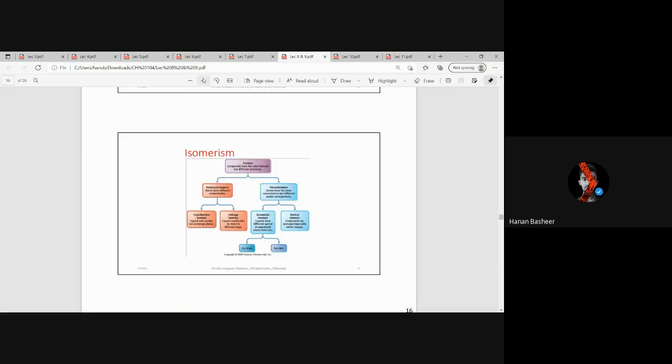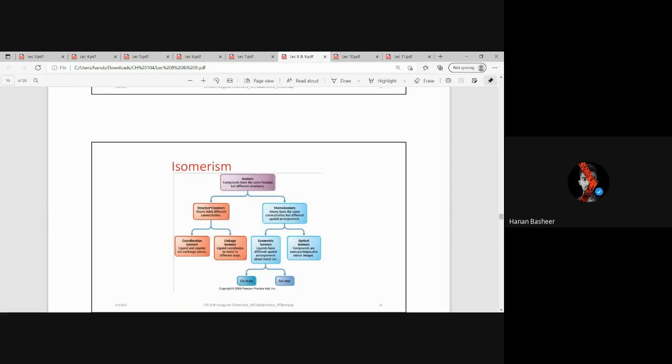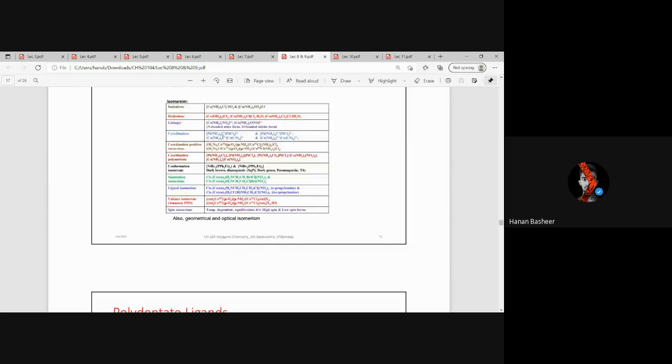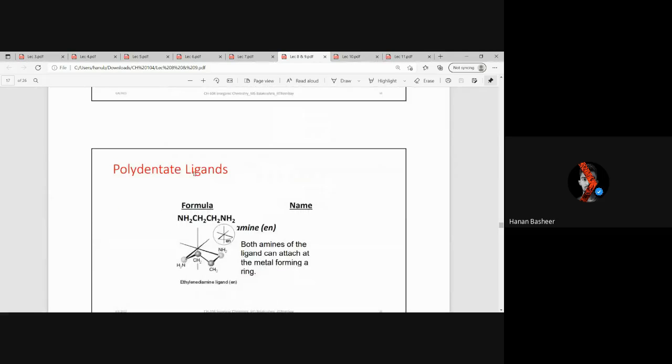I'll just zoom this in. So isomers have two types, structural and stereoisomer. Structural will have two types, coordination and linkage. Similarly, stereoisomers will have geometric and optical. So these are the definitions. You can just go through them. And these are the examples for each type of isomerism.